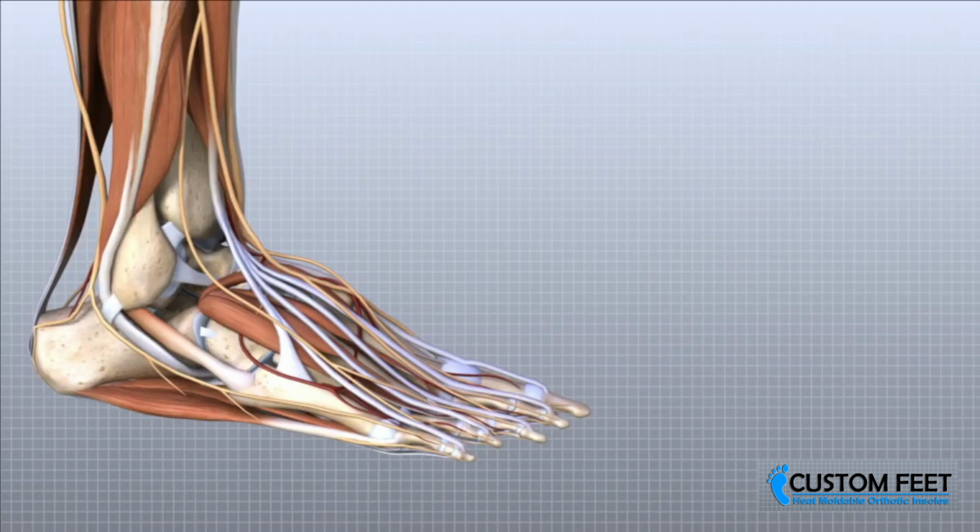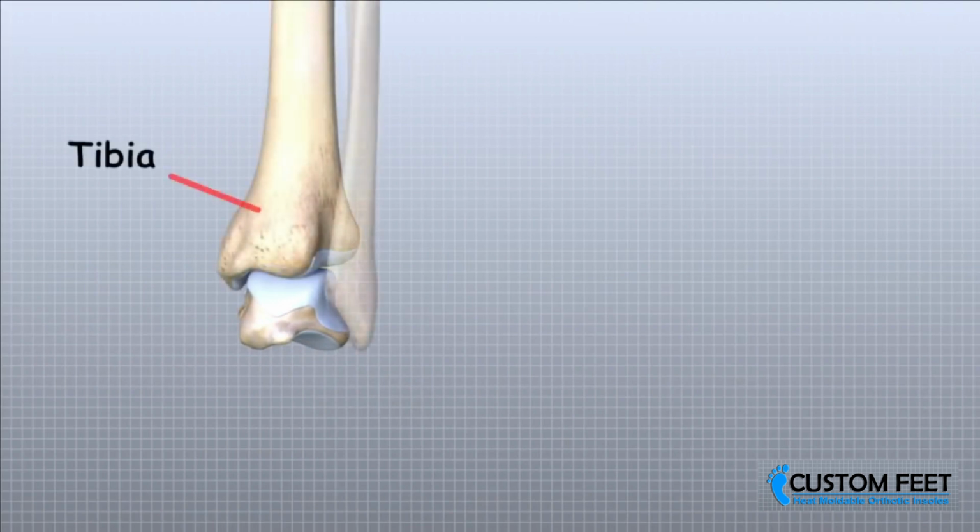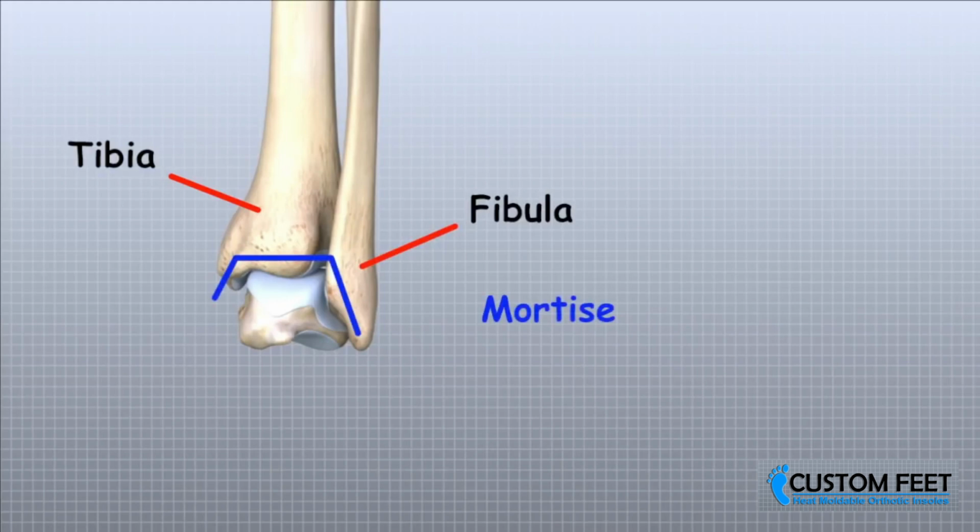The ankle joint is sometimes referred to as a mortise and tenon joint. The two bones of the lower leg, the large tibia and the smaller fibula, come together at the ankle joint to form a structure known as a mortise. One of the larger bones of the foot, the talus, forms the tenon of the ankle joint by fitting into the mortise formed by the tibia and fibula.